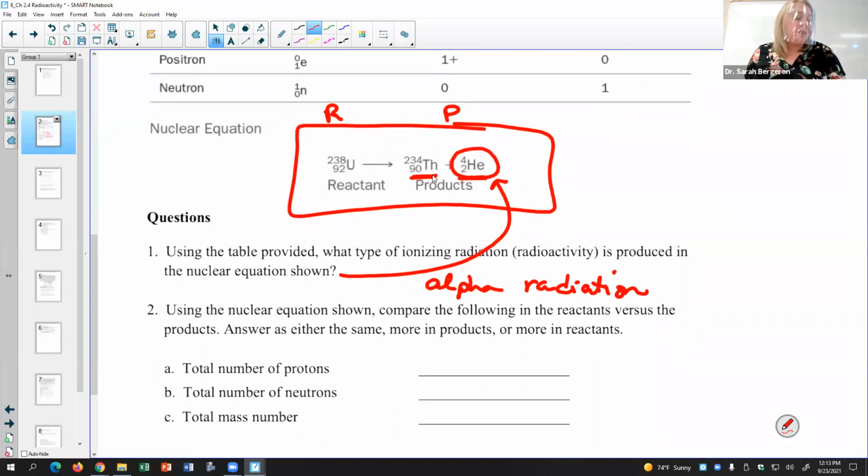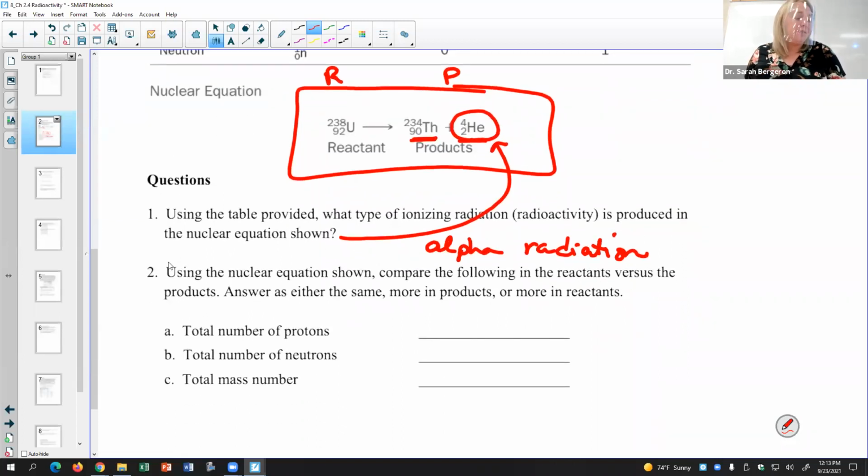Okay, so using this equation, compare the reactants versus the products and answer either the same, more in products or more in reactants. So if I look at the total number of protons, let's split this up. Let's look at reactants, let's look at products. If I want to know how many protons are in the reactants, how many do you find? Go up here. Here are my reactants. What number tells me number of protons? 92. That's my atomic number.